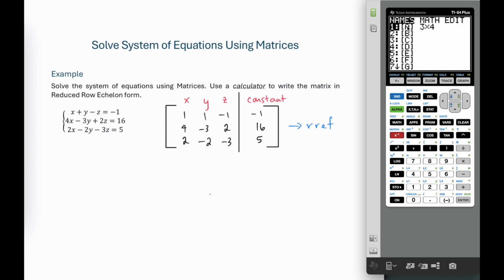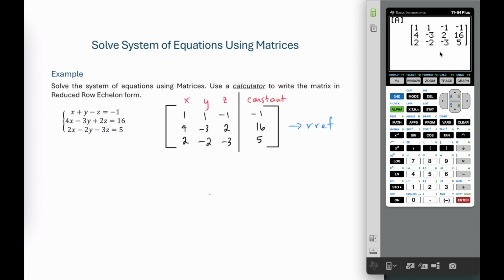So from the names menu, I'm just going to hit enter next to number 1 to pull the matrix that I have stored in A to the home screen. And then when I hit enter one more time, it displays it in a way that is easier for me to see. So from here I can double check my input. And it seems like we've correctly put it into the calculator.